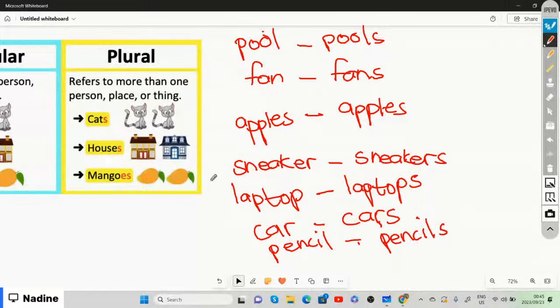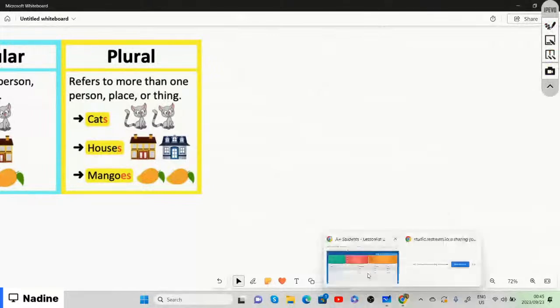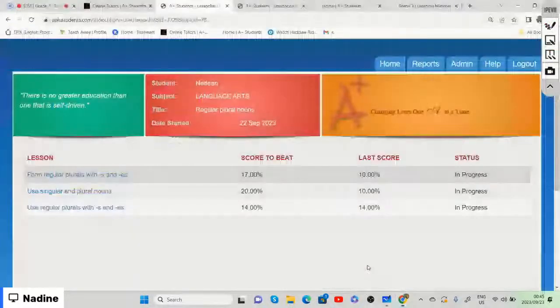So this is but a few examples of singular words as well as plural words or plural nouns. And we said we have singular words and we have plural nouns. Plural refers to more than one, whereas singular refers to only one. So that is it for our lesson, the end of our lesson on regular plural nouns.